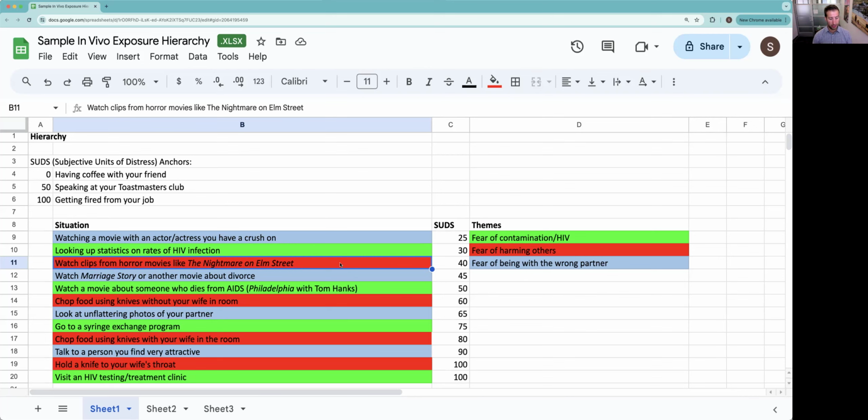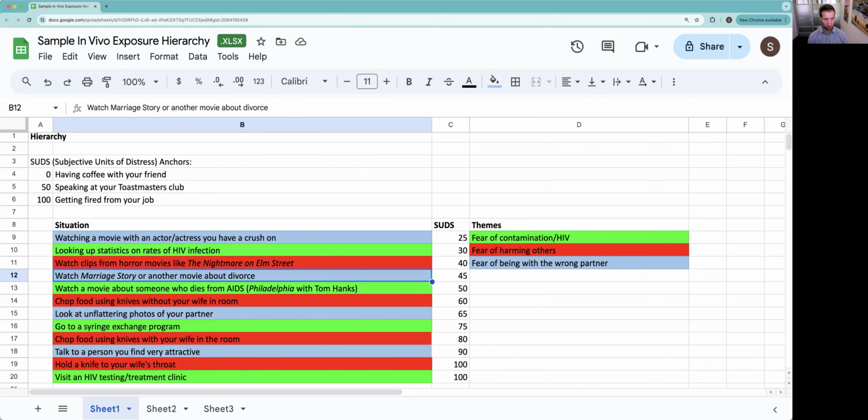Moving on, we've got watching another movie. And so going to the theme of relationship OCD and being with the wrong partner, there's a movie called Marriage Story, which is all about a marriage that, supposedly was happy, kind of dissolving into divorce. And so that would be one that maybe brings up a bit more distress. So like a 45 on our 0 to 100 scale.